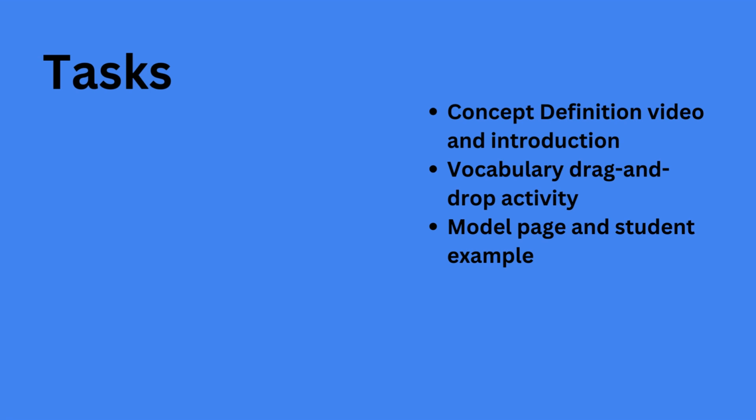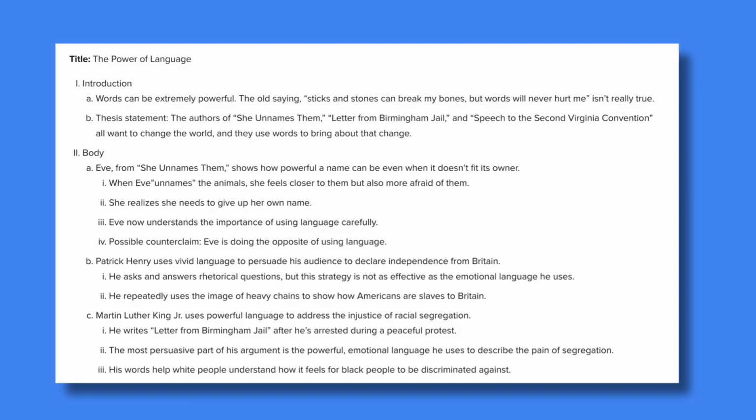First, if you haven't already, watch the skill concept definition video and read the introduction on tab 1. Then complete the vocabulary drag and drop activity on tab 2 to make sure that you're familiar with the terms used with this skill. After that, read through the model page. The top half provides specific instructions and a checklist for organizing an argumentative essay. The bottom half contains Caroline's outline that she used to develop her essay. After you have read through her outline, we will discuss some of its aspects. Go ahead and pause the video now and come back after you've completed tabs 1 through 3.